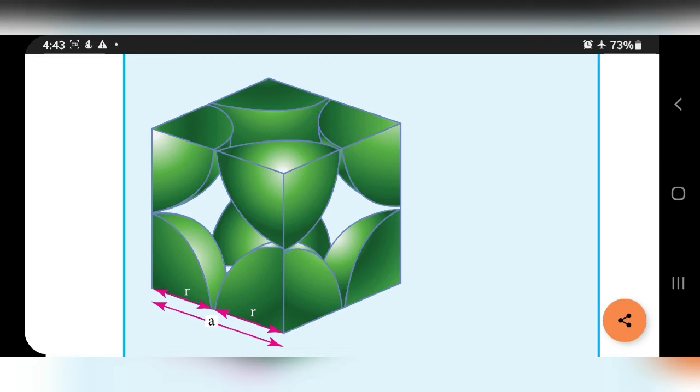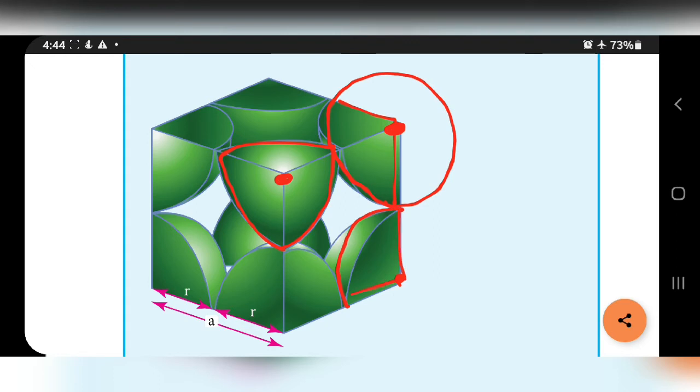Simple cubic. In simple cubic, we already know atoms are present only at the corners. In this cubic, take this corner. An atom is present here, but not the full atom, only part of the atom. Like that, in this corner also an atom is present, but only part of the atom. Like this, in this corner also one atom is present, only part of the atom.